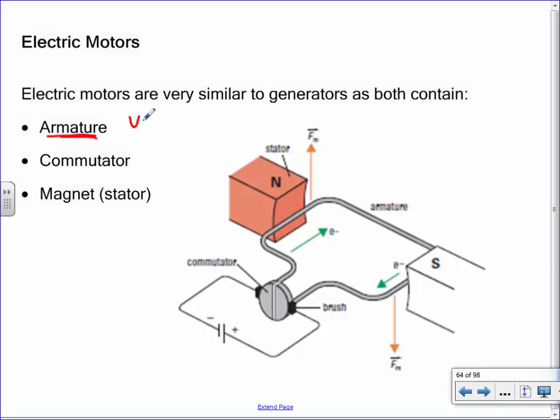Yeah, wire, basically. It's a wire. Okay. You're also going to have something called a commutator, which I'll show you in a second. And then you have a magnet, which I already mentioned is called a stator. Here's how it works. I'm going to go stand up at the board here.